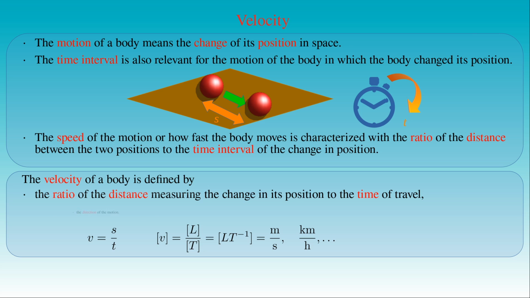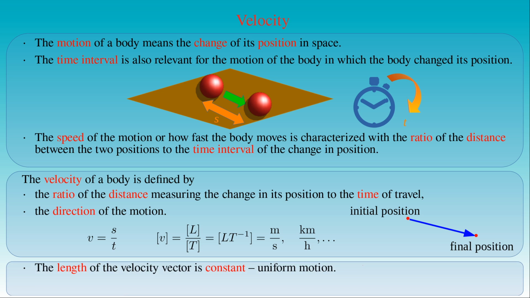The second measured data used for the concept of velocity is the direction of the motion, which can be described by a vector with the tail at the initial position of the body pointing in the direction of the motion. If the speed, that is the length of the velocity vector, is constant, then we talk about uniform motion. If the direction of the velocity is constant, then we talk about motion along a straight line.